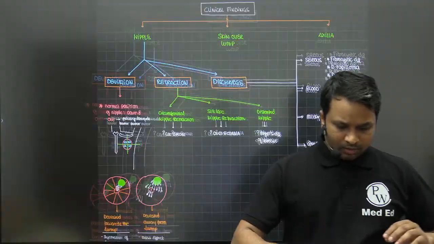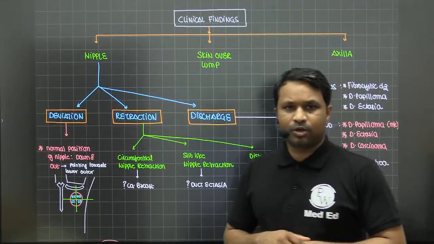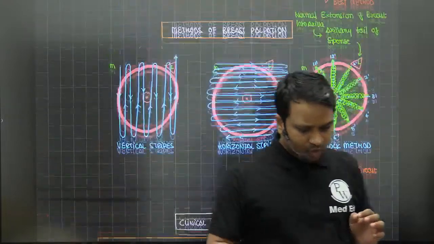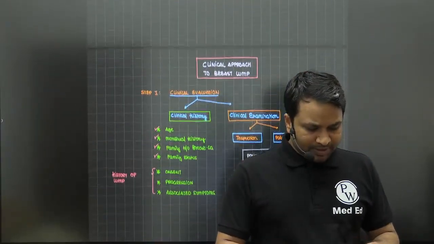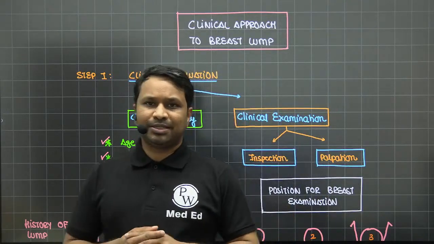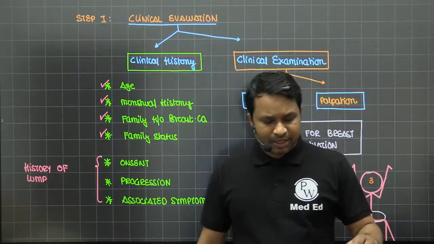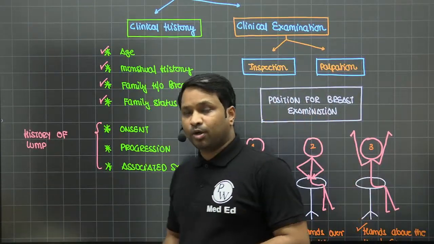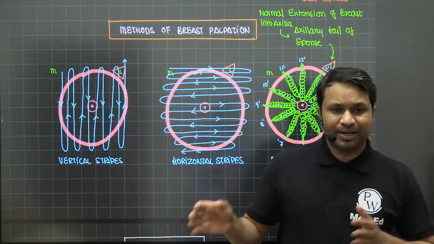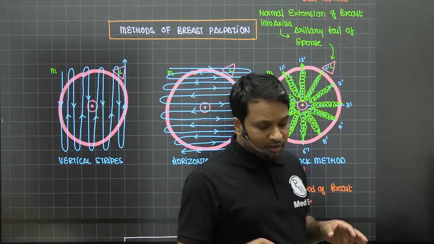Now, last week when we left the chapter of the breast, we were talking about the clinical findings, and we started with the basic objective called the triple assessment. In the clinical approach to the breast lump, the first step is clinical evaluation, in which you have both history as well as clinical examination. Based upon the examination findings, you have various interpretations. The methods of breast palpation include the vertical stripes method, the horizontal stripes method, the dial clock method and so on.